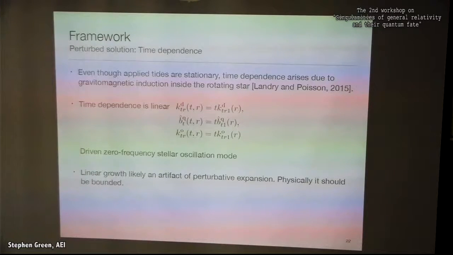So you get this combination of this gravitomagnetic field and the spin. But you can show you can get a solution if you assume that time dependence is just linear in t. And essentially this corresponds to a driven zero frequency stellar oscillation mode. And the fact that we get this linear in t growth, that may look like a problem at first glance, but it's likely just an artifact of this perturbative expansion. And physically, you would expect it to be bounded.